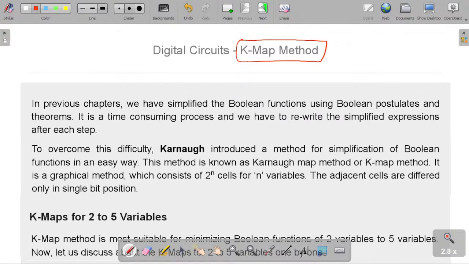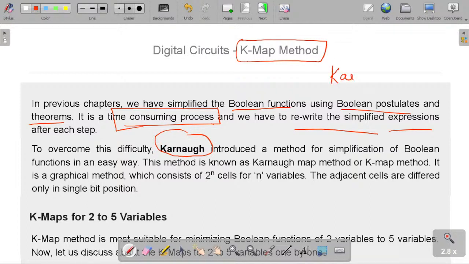K-map. So here we have simplified the Boolean functions using the Boolean postulates, laws and theorems, and it is a time-consuming process. As we need to apply the theorems and all, it takes time, and we have to rewrite the simplified expressions after each step. To overcome the difficulty, there is the Karnaugh map, or K-map.